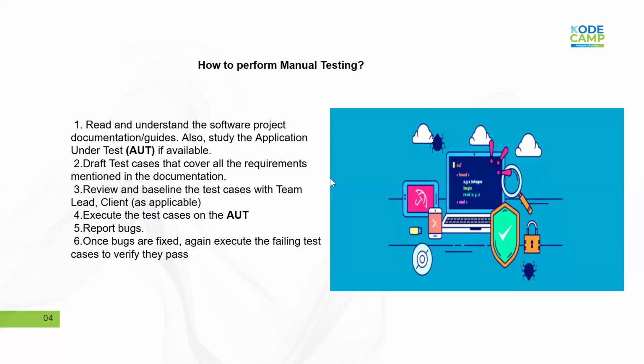Once bugs are fixed, you have to execute the failing test cases again to verify they pass. So this is how you carry out manual testing. Don't forget that if you want to carry out manual testing, the first thing you have to do is to read the documents. I'm just doing a recap. I might call anybody to do this recap for me. You should read the document, the guide. You have to read your document and understand it before you even start testing.